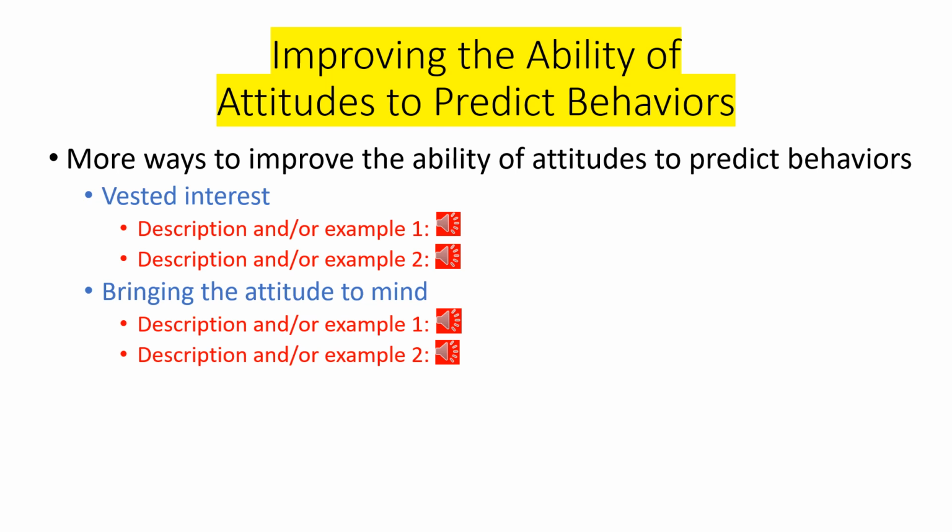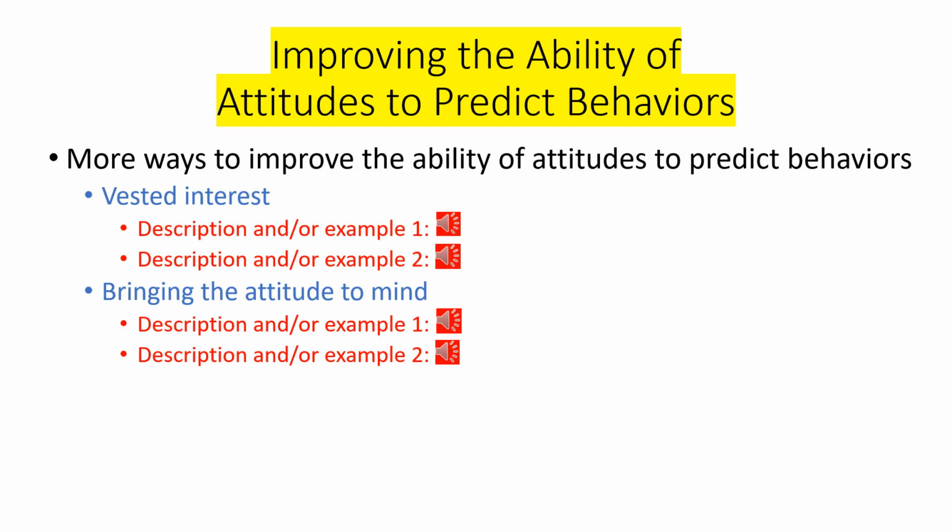Another critical factor in improving the ability of attitudes to predict behaviors is to pay attention to vested interest. Vested interest is simply, does this scenario matter to the individual? Whenever the situation at hand matters to us, in other words, whenever we have a vested interest in the situation, whenever what's going on is going to impact our lives, we're much more likely to act in a way that fits our attitudes. Our attitudes will be a better predictor of behaviors if the situation that's unfolding matters to us. We have a vested interest.